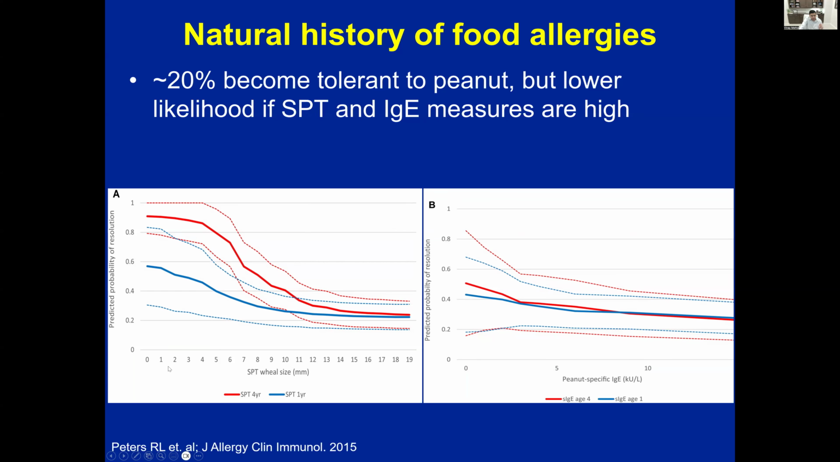So here's an example at age 1 and age 4. This is looking at the wheal size of the peanut. The higher the level, the less likely you are to outgrow it. Here you have peanut-specific IgE level. Again, the higher the level, the less likely that you will outgrow it.